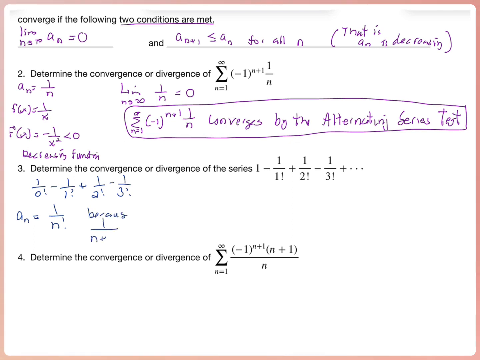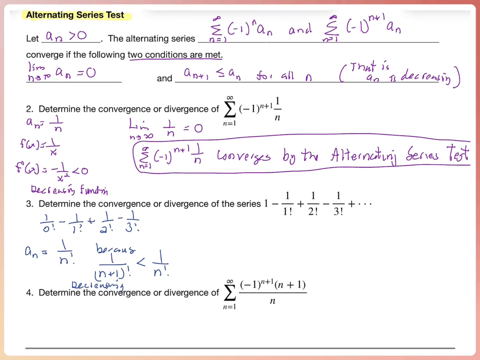Let's figure out if this is increasing or decreasing by comparing our a sub n plus 1 term with our a sub n term. We figure that a sub n plus 1 is less than our a sub n term. So it tells us it's decreasing, because that's not one we can do a derivative with, and so it meets that requirement.